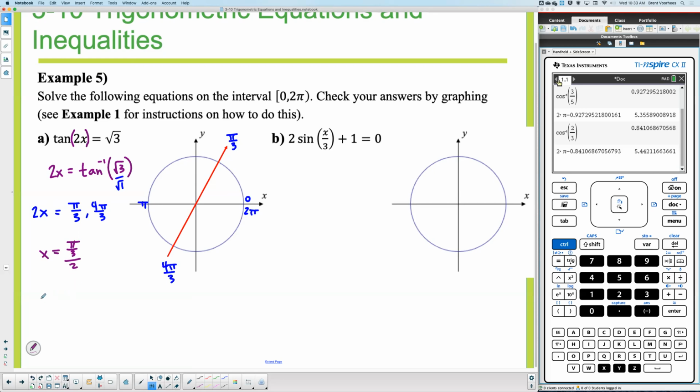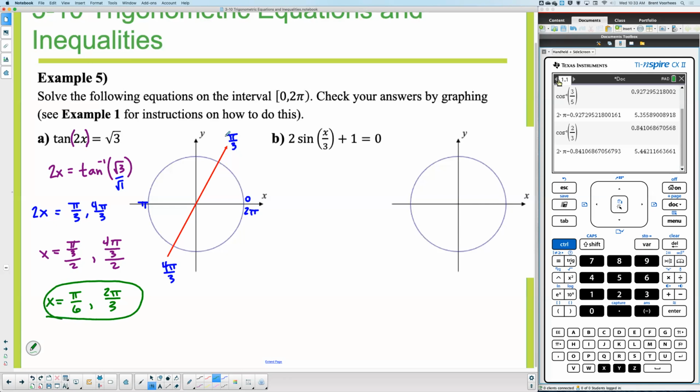And x is going to equal 4 pi over 3 divided by 2. So when you divide by 3 and then divide by 2, that's the same thing as dividing by 6. So our answers become pi over 6 and 4 pi over 6, which could reduce to become 2 pi over 3. Those are my two answers.